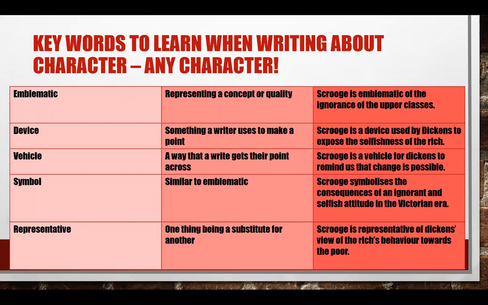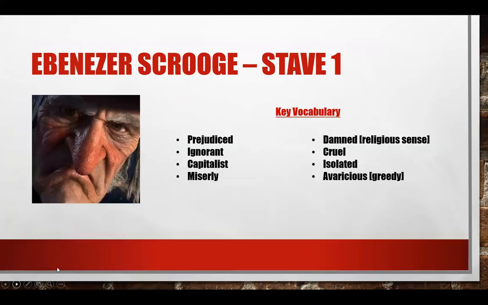Proofread, kids, it's important. Okay, so now we've got the vocabulary. This is the vocabulary for any character in any piece of literature. It even applies to poetry. But we've got to get a bit more specific for different types of characters. So let's look at Ebenezer Scrooge in stave 1.